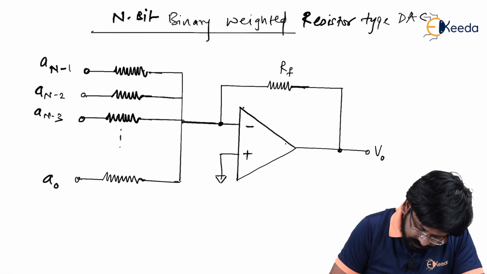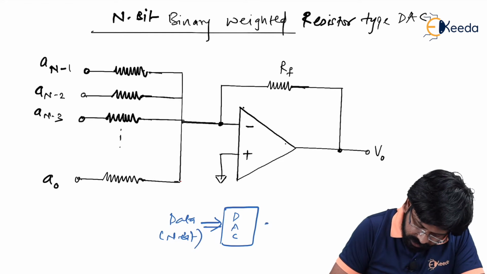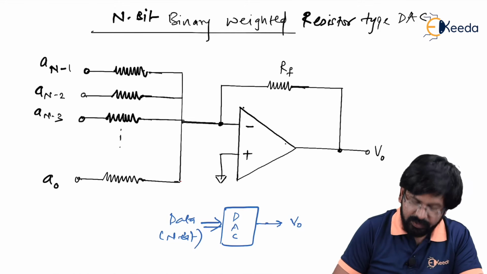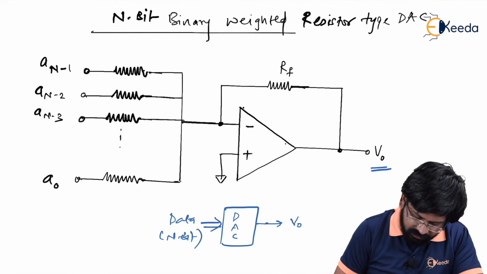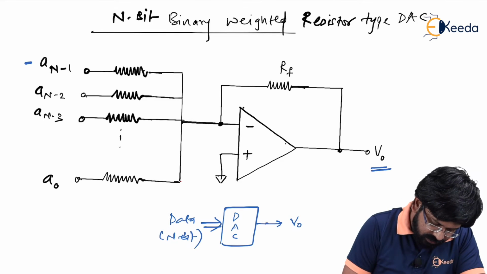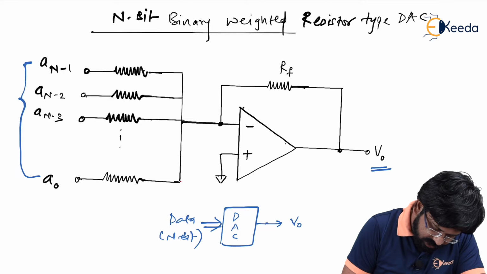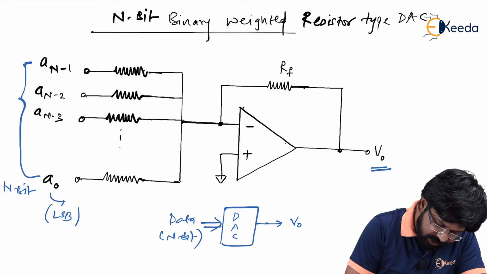So one should not forget that every DAC takes input as data, which will be n bit, and it produces output voltage V0. And so you can see V0 is output voltage and input is data, which is n bit, right from A0 to An minus 1. So in a way, if you count this, you will get these are total n bits, right? Where A0 is LSB and of course An minus 1 is MSB.